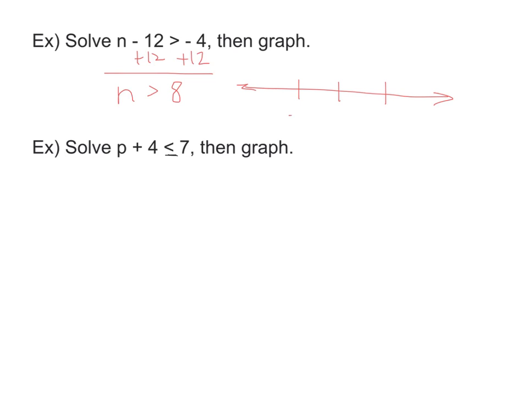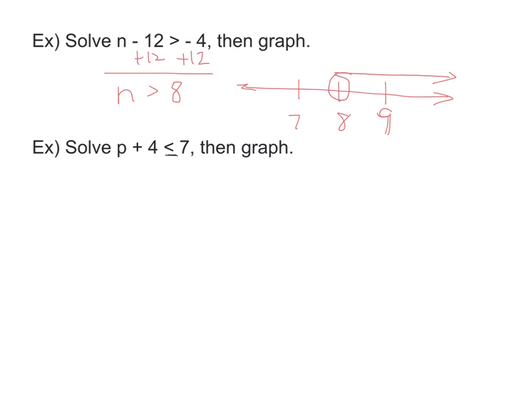Three numbers is probably enough: 7, 8, 9. Again, this is just greater than, so we're going to put an open circle at 8. Then which way is that greater than? That would be to the right.